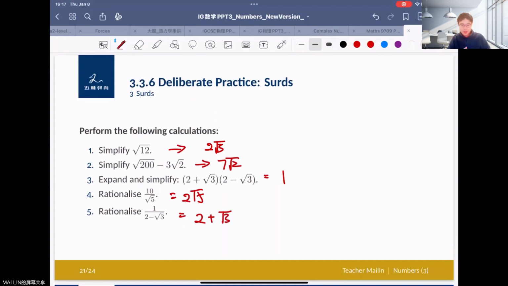Okay, so that's for today's lesson. I hope you can learn from it and have an interesting journey when you're learning surds and indices. They are very important and basic knowledge in the numbers part. Okay, so that is for today's lesson, and I hope you can understand this.